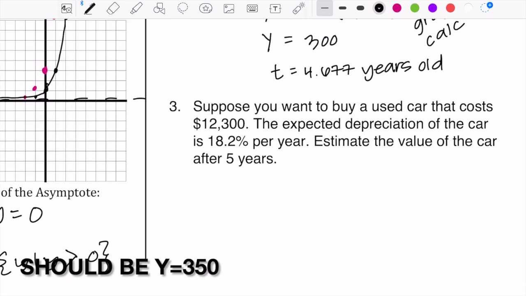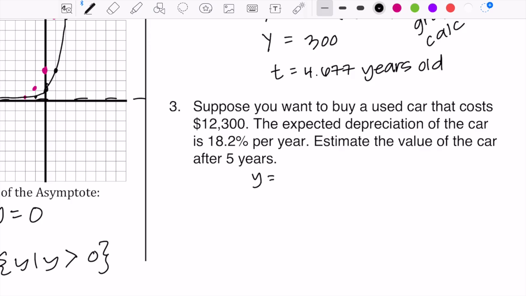Okay, last one in this column is going to be: suppose you want to buy a used car that costs $12,300. The expected depreciation of the car is 18.2% per year. Estimate the value of the car after 5 years. So same kind of problem. We have 12,300 is the starting amount. And then we're going to subtract after we convert this rate to a decimal. And then we are going to see the value of the car after 5 years.